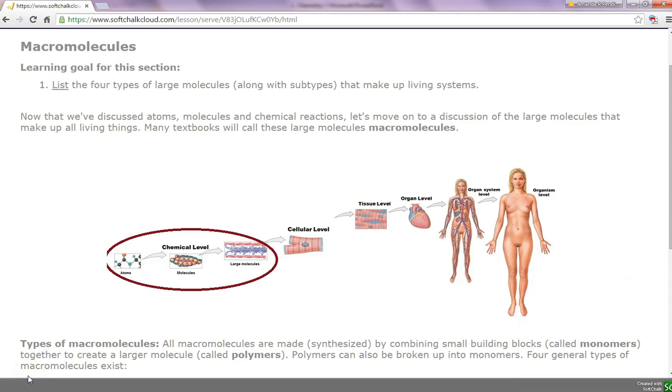Okay, so now we're to the section where we're talking about macromolecules, and let's just break apart what this word is. Now, you should know what molecules are by now. There are two or more atoms bonded together. And so then we also have to look at this word macro. And macro just means large. So macromolecules are large molecules.